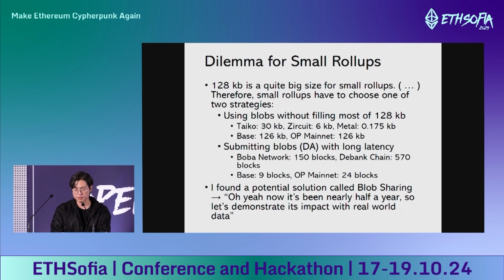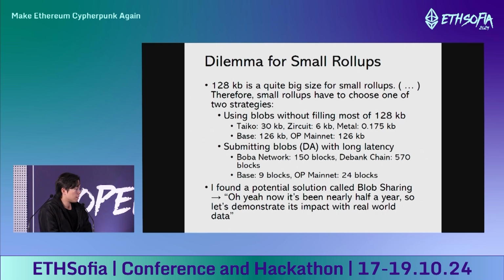My company also has a small layer 2 mainnet, but the problem is we don't have a lot of transactions like Base, the OP mainnet, or Arbitrum. For many small rollups, 128 kilobytes is actually quite big. So small rollups have to choose one of two options. The first option is using blobs without filling most of the 128 kilobytes, so you have to pay very inefficiently, way more than you use.